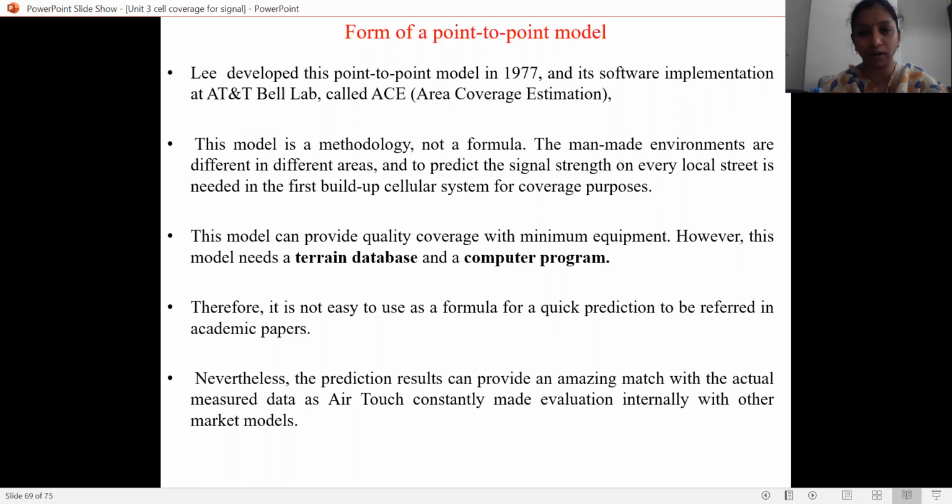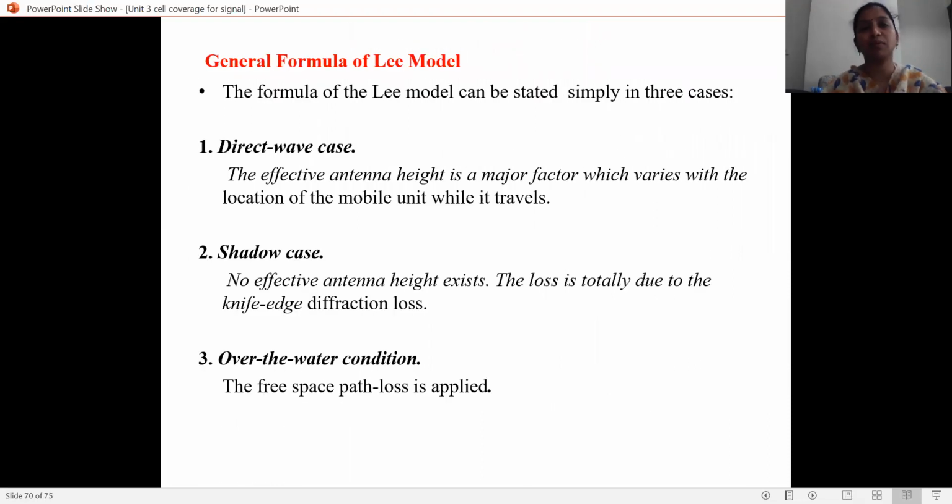as AirTouch constantly made evaluations internally with other market models. So the general formula for the Lee model can be simply split into three cases: direct wave case, shadow case, and over the water condition.